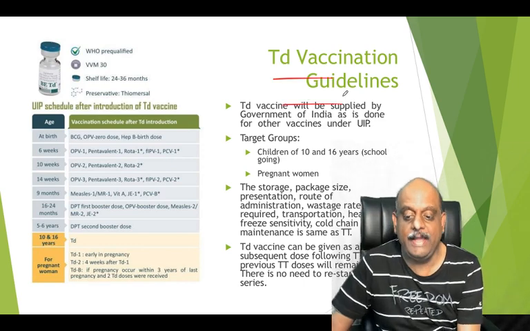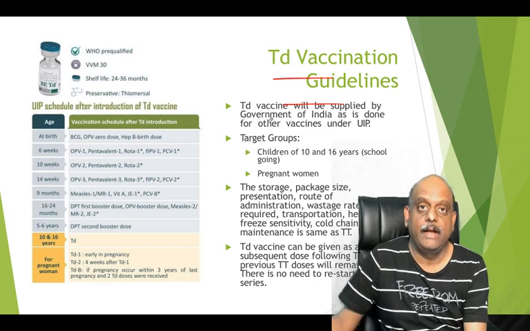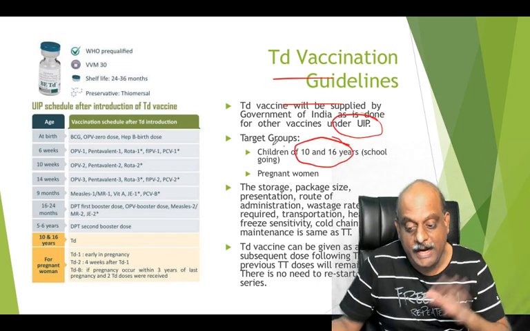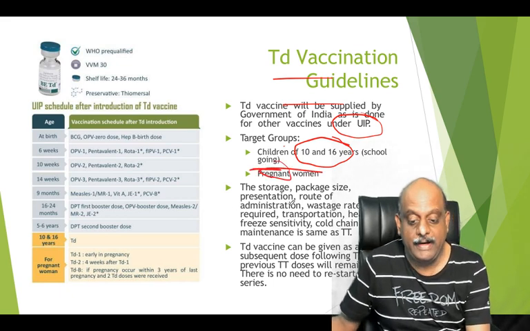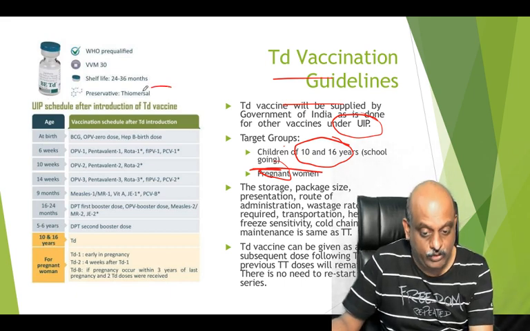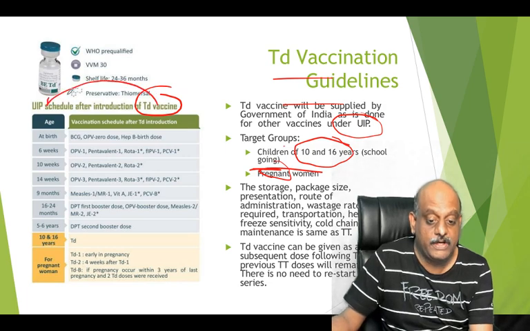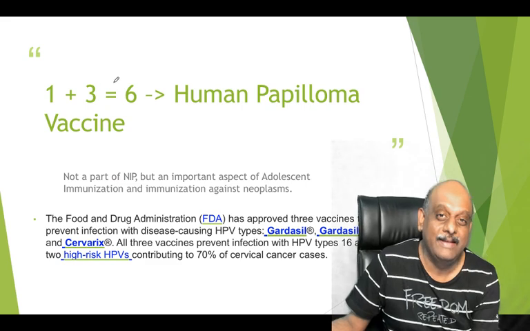So what are the TD vaccination guidelines? It is supplied by the Government of India under UIP, target age group 10 to 16 years, school going, pregnant women, and typically if you look at the TD vaccine, it is being introduced into the universal immunization program schedule.